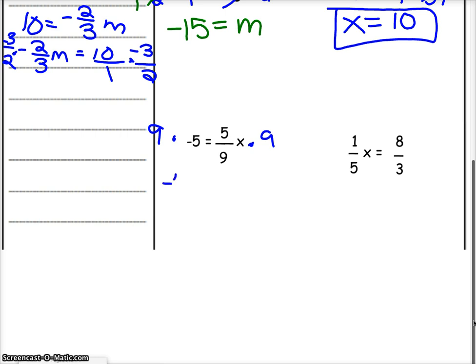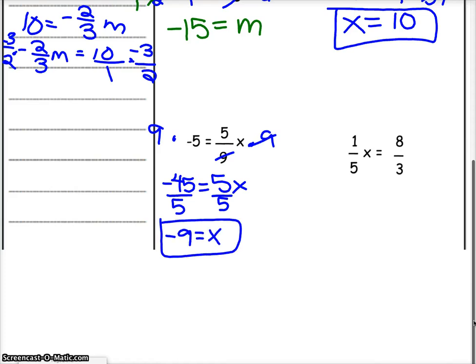And I get negative 45 is equal to, notice that canceled out, now I have 5x. And then how do I get rid of that 5? 5 times x, how do you get rid of times? Divide. Negative 9 equals x. I like this strategy better than reciprocal. I think that it looks neater. But you can't do this strategy here. If you have two fractions, you have to keep them as fractions. There's nothing you can do.